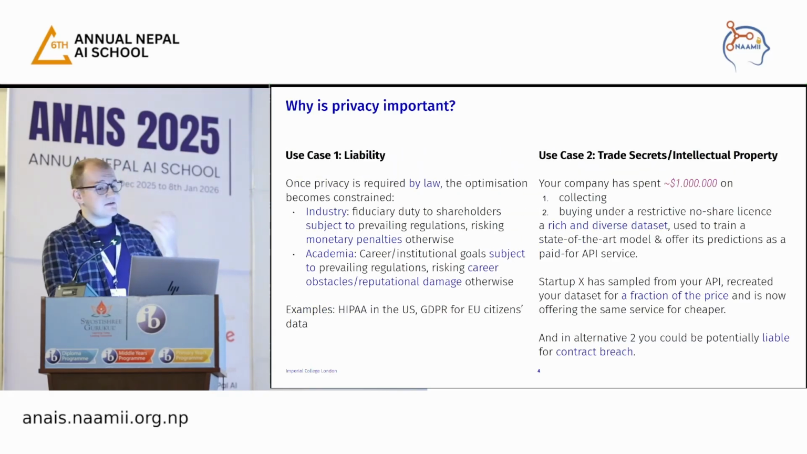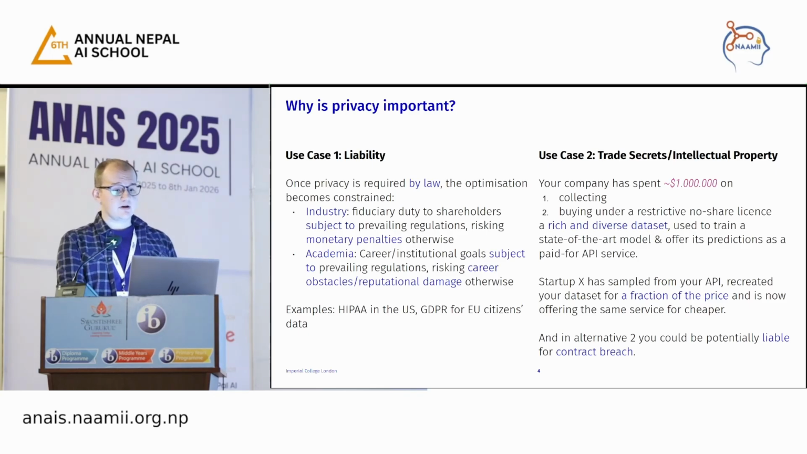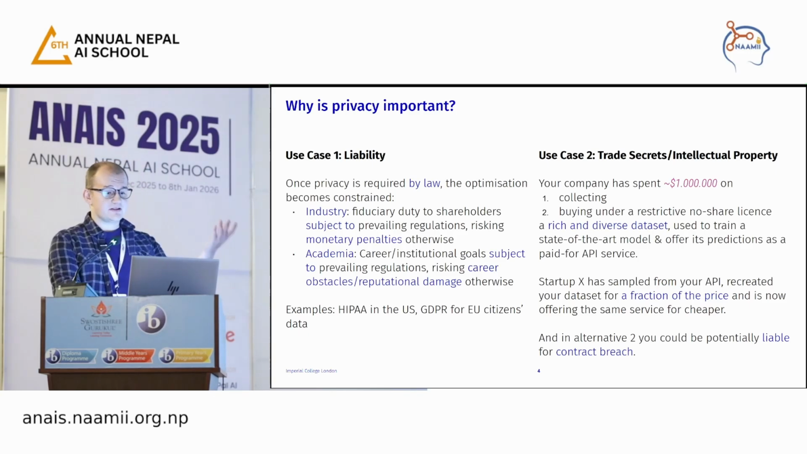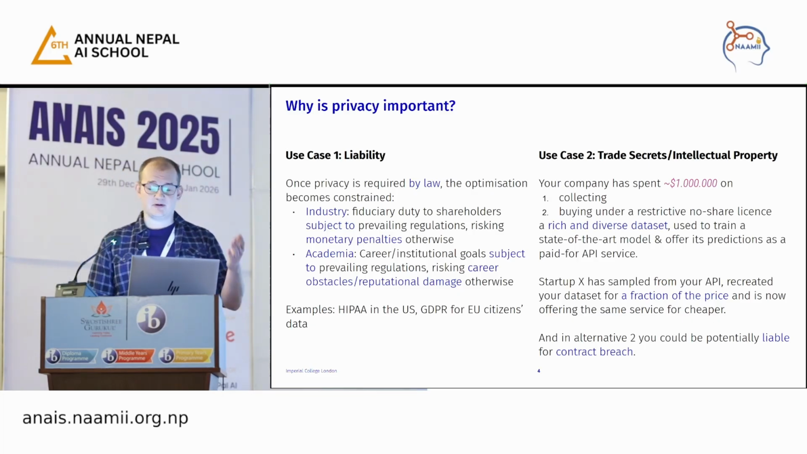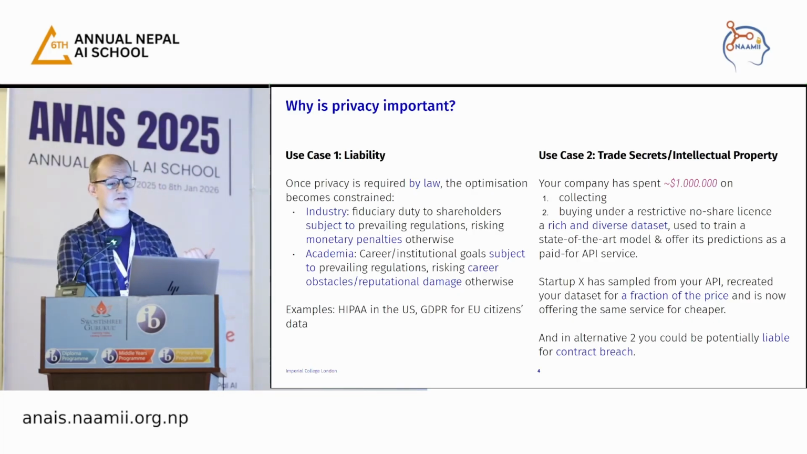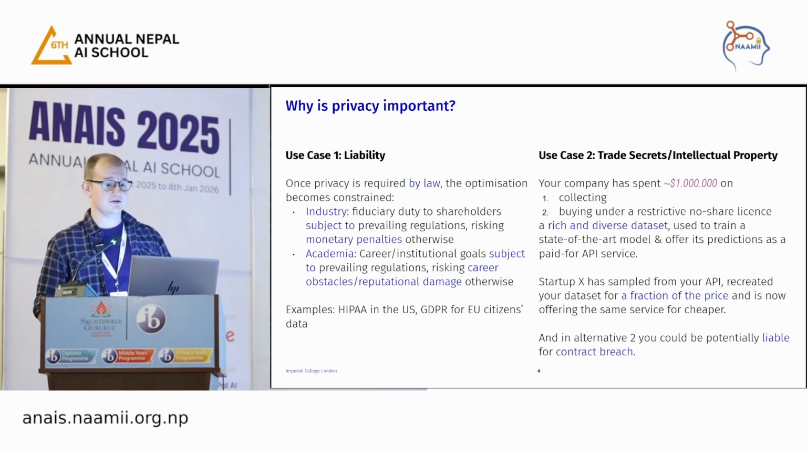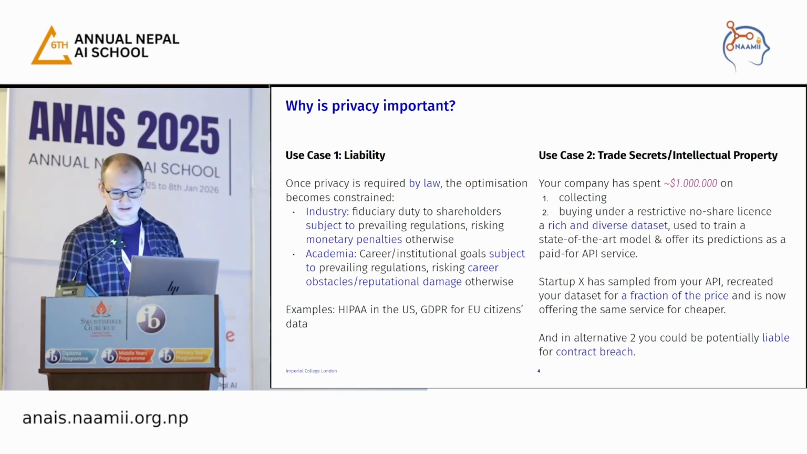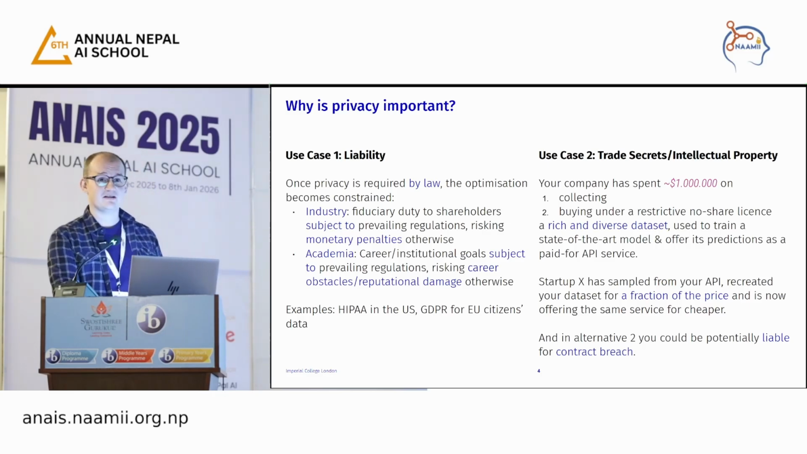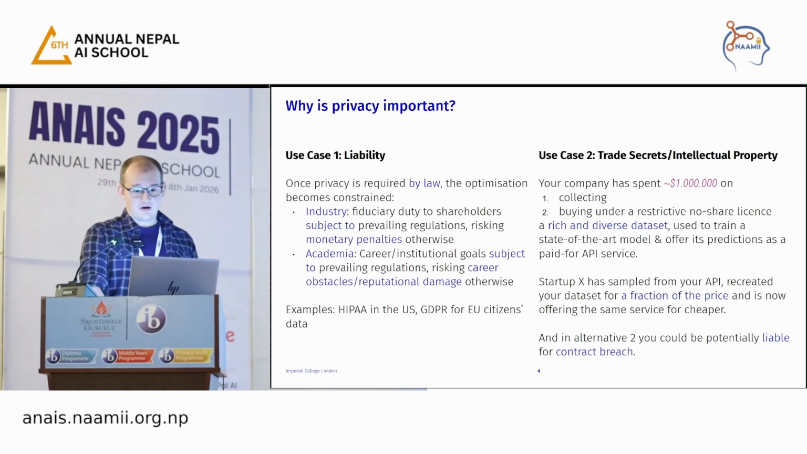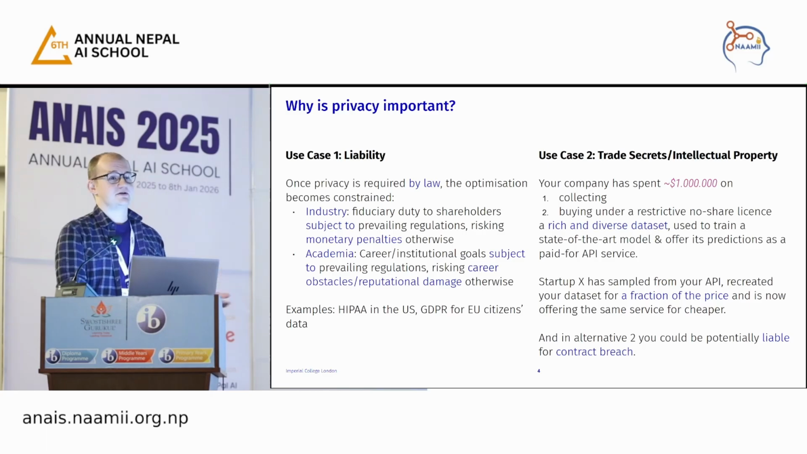However, privacy might become important when we start looking at different use cases. One use case is liability. Of course, once privacy is required by law, your optimization from the previous example becomes a little more constrained. If you're working in industry, your fiduciary duty to shareholders must be upheld subject to the prevailing regulations. Otherwise, you're losing money, the shareholders' money, rather than making it. So you need to make sure that you abide by the law. And if privacy is encoded in the law, then that's your subject.